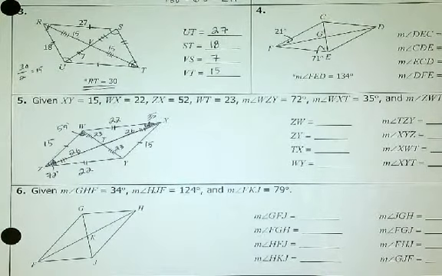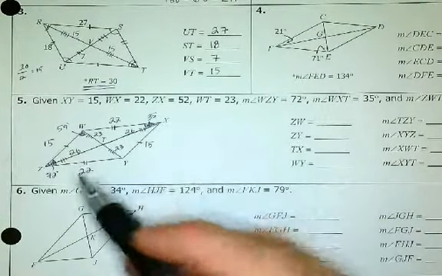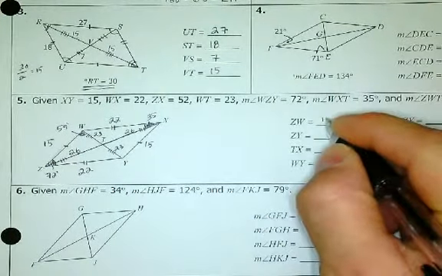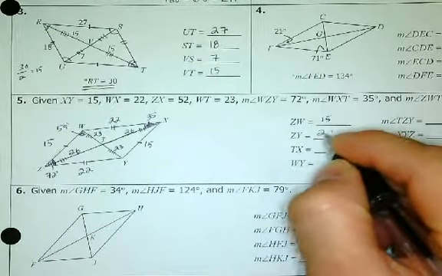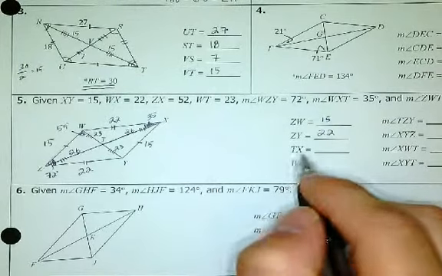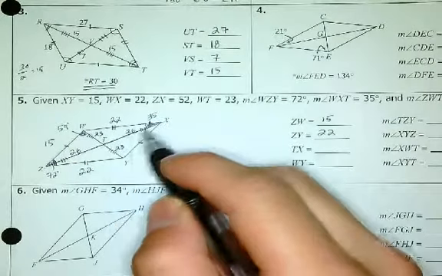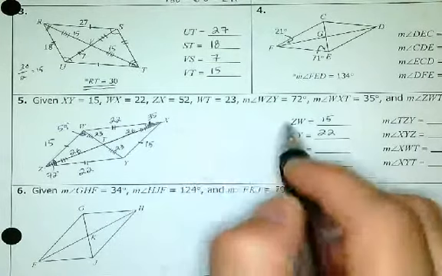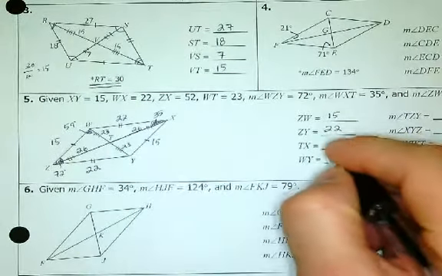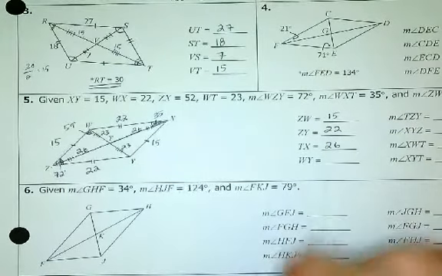Alright, let's go ahead and start filling in the sides. ZW. We already put that down. It's 15. ZY, 22. TX. So we go T to X. We already took care of that number. Remember, that was half of our 52. That's 26. Just divide 52 by 2.